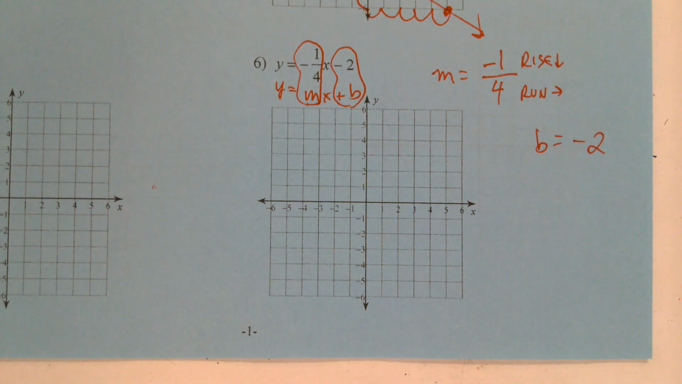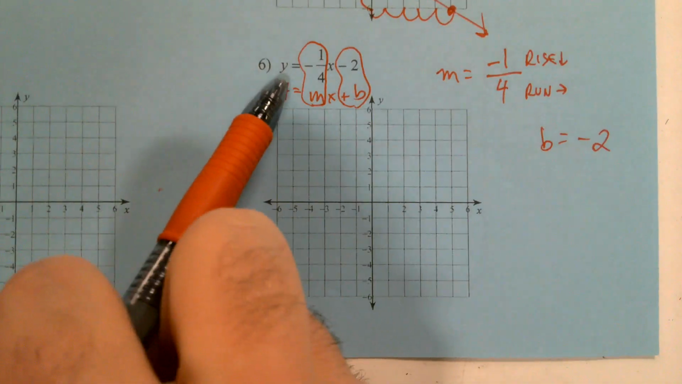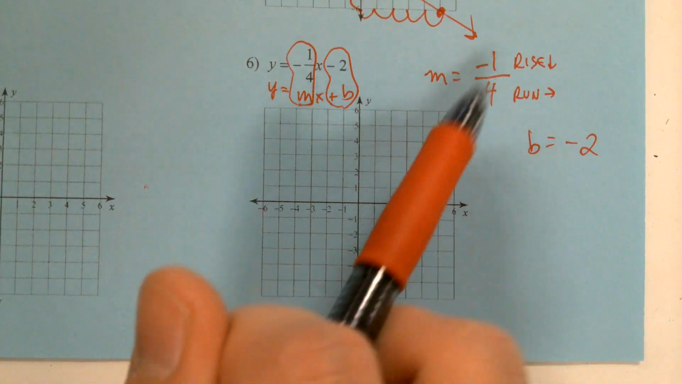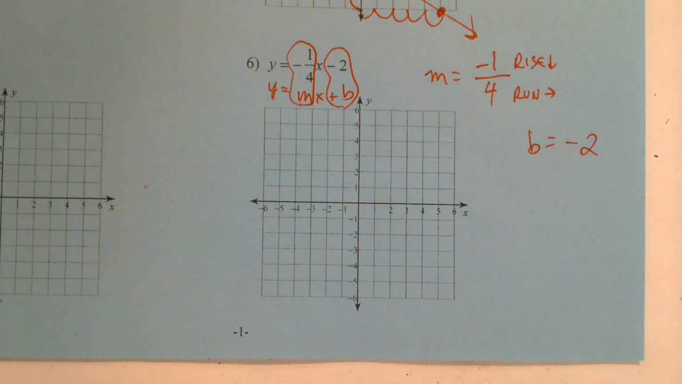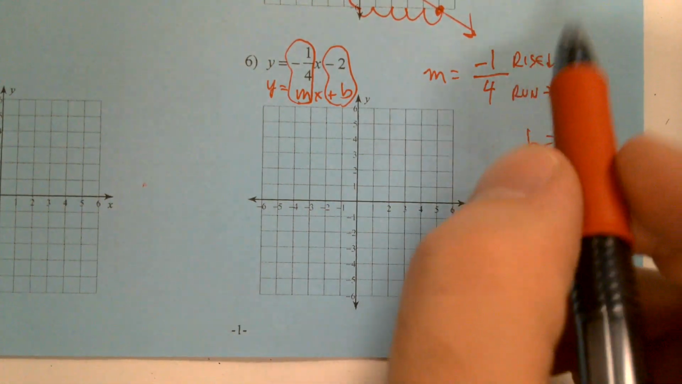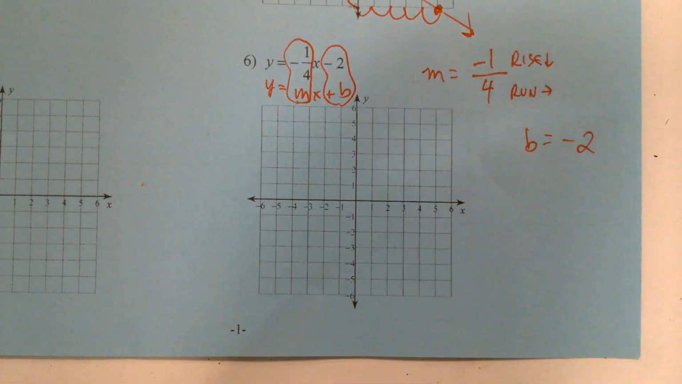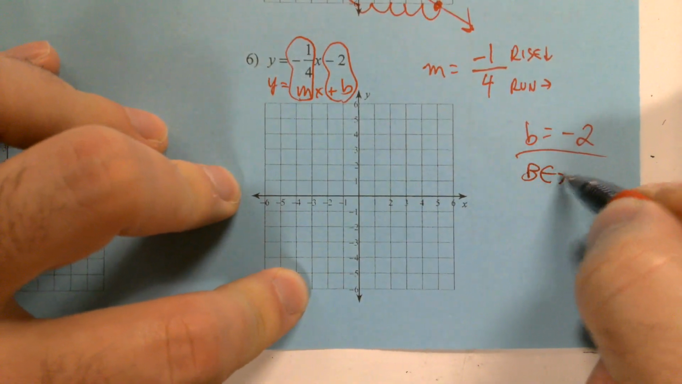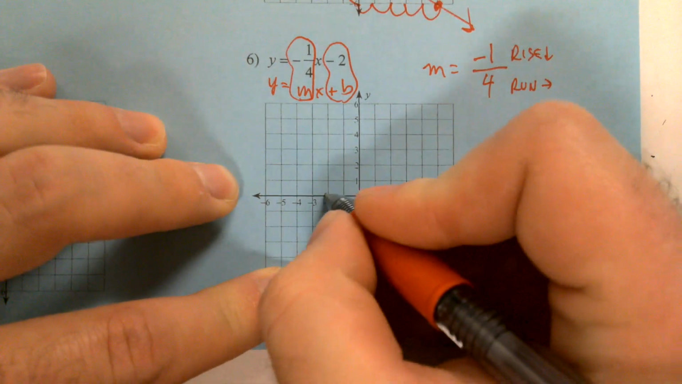Whenever we have a fraction as our slope too, just so we're aware, we want to put that minus sign in the numerator. We never want to keep it on the denominator. That would force us to run to the left, and that's going to confuse us, okay? Keep that negative sign on the top so that we know we're going to rise down. Again, we're going to begin at negative 2, right there.